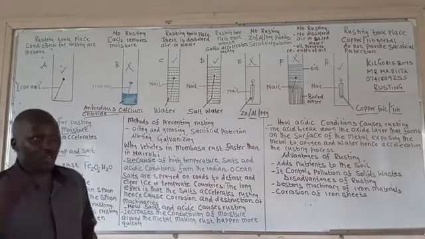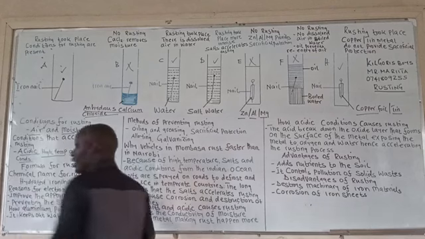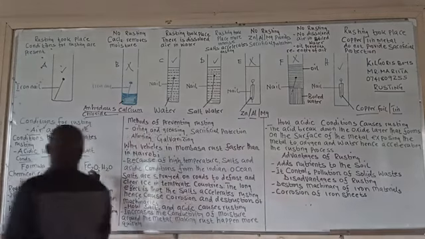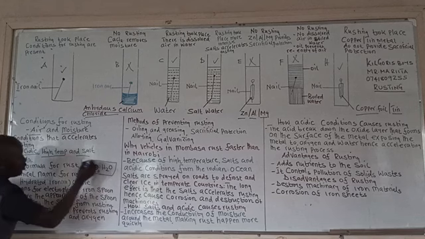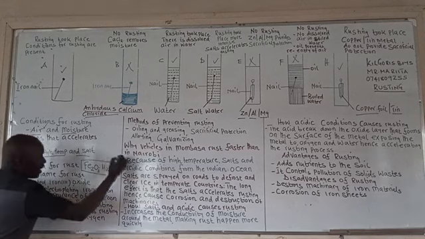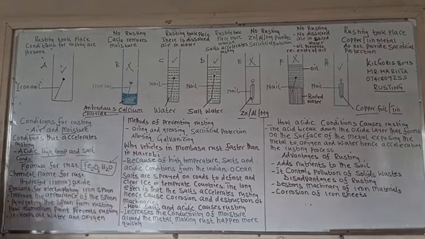What is the formula for rust? The formula for rust is just this one here. This is the formula for rust. If you will be asked to give the formula for rust, that is it. This is the formula for rusting.